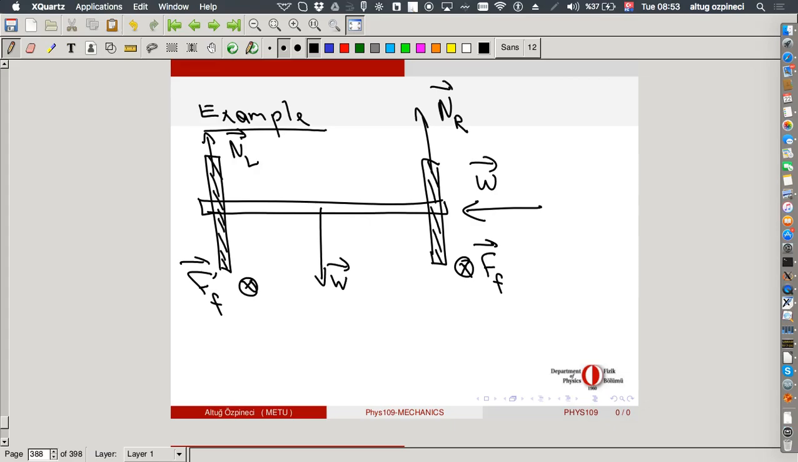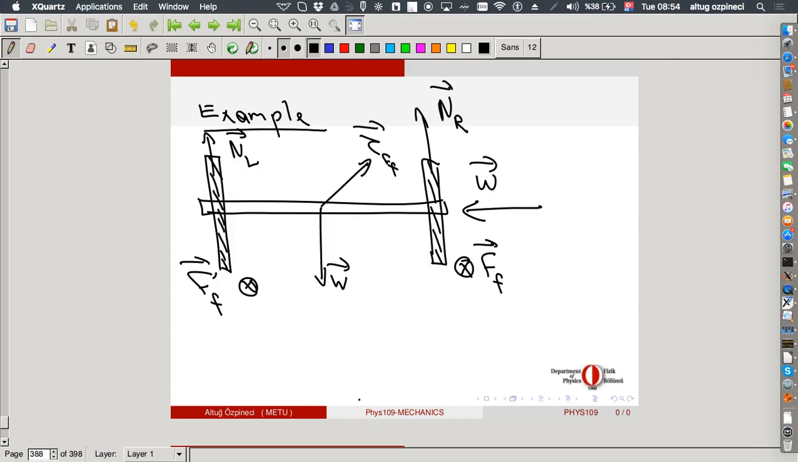Okay, let's see. First of all, with respect to which point would you like to calculate the torque? We can choose this point, let's say, the center of mass. Well, what is the direction of the torque created by this friction force? What is the torque created by this friction force with respect to that point? Well, let's see. This is R. This is F. R cross F is somewhere in that direction. So this will be one of the torques. Torque due to the friction force.